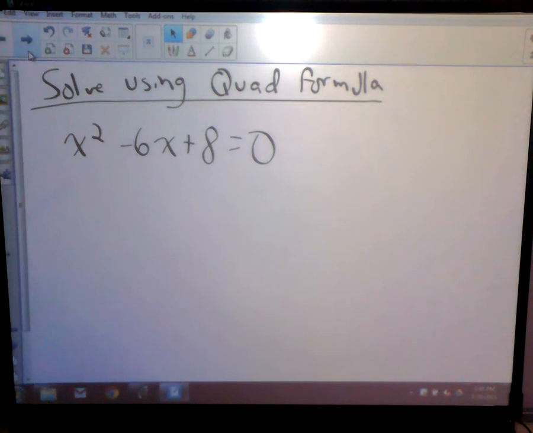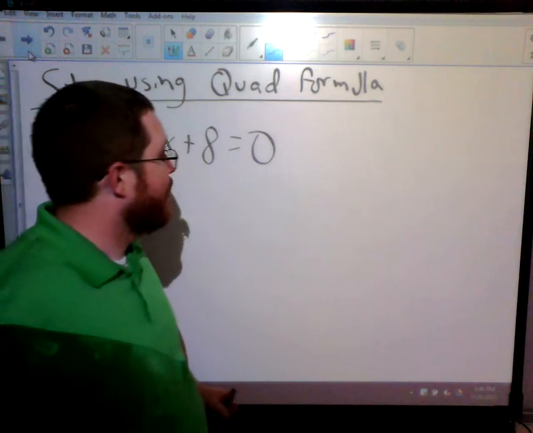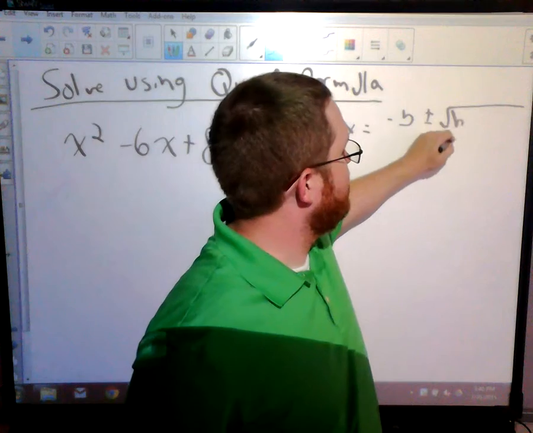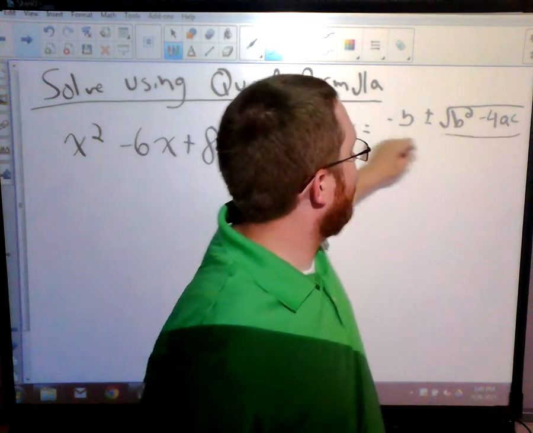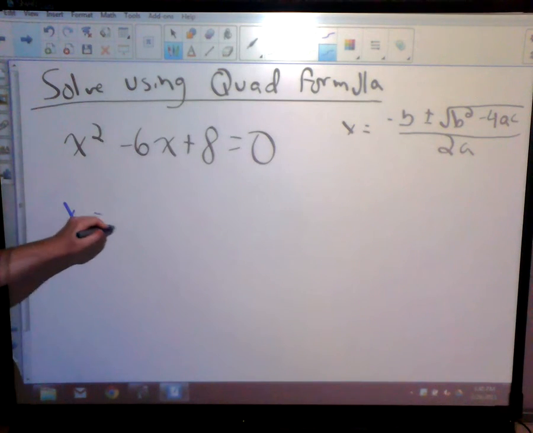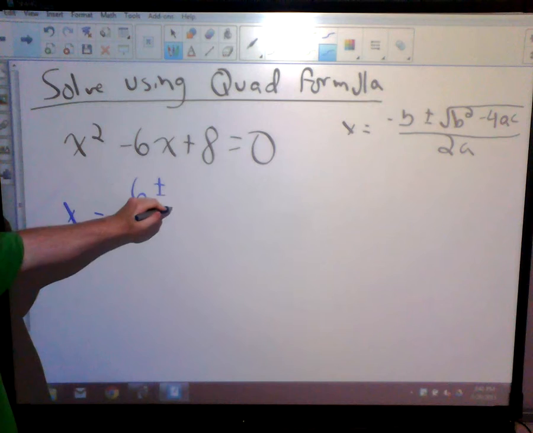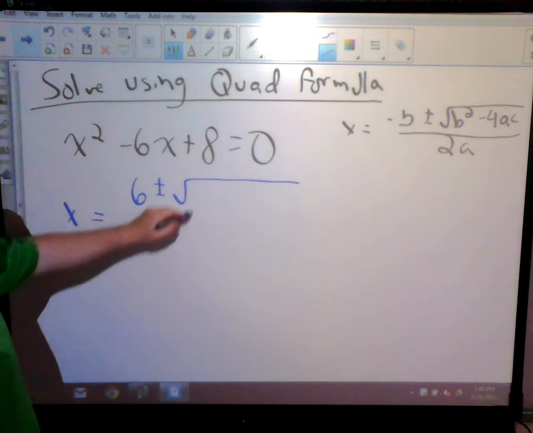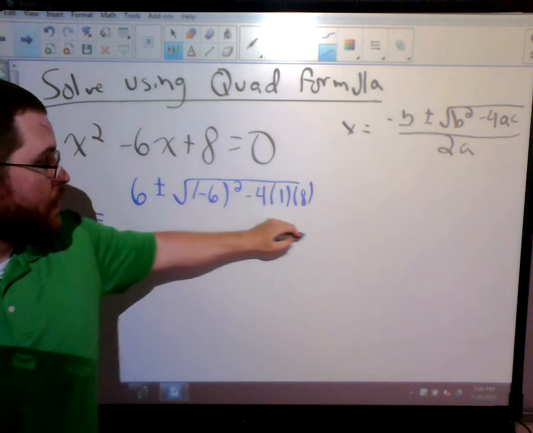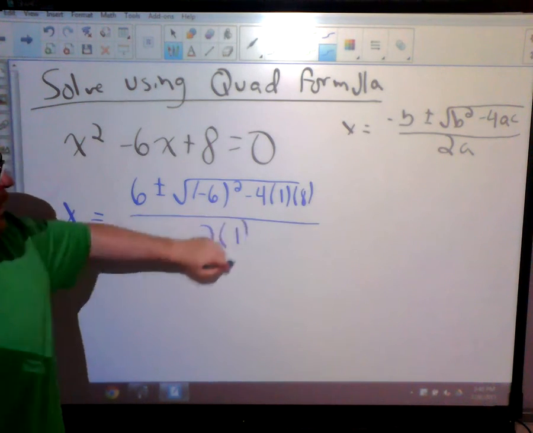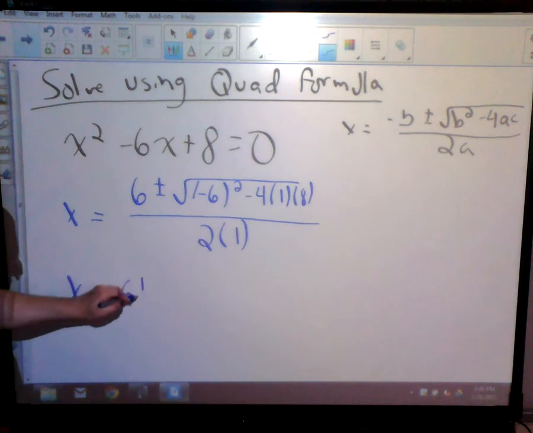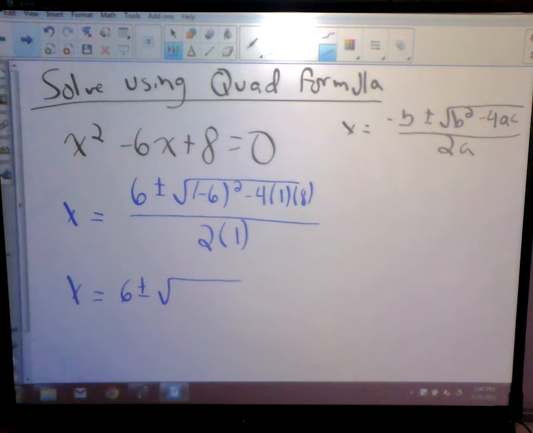Let's solve using the quadratic formula. Remember, it's x equals opposite of b plus or minus the square root of b squared minus 4ac, all divided by 2a. So x equals opposite of b, which is positive 6, plus or minus, for my two answers, b squared minus 4ac, all divided by 2a. Work inside the square root first.